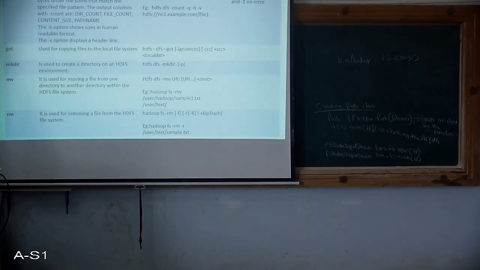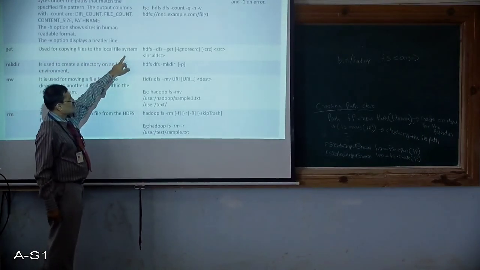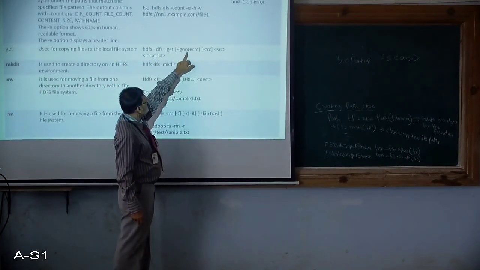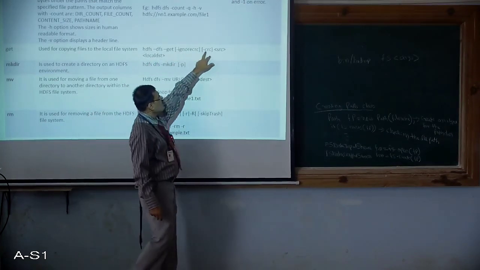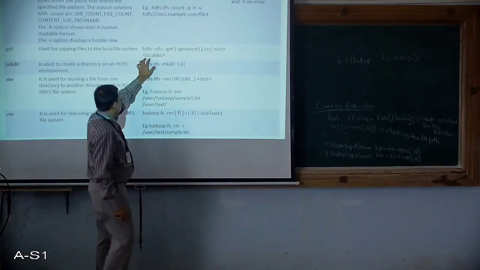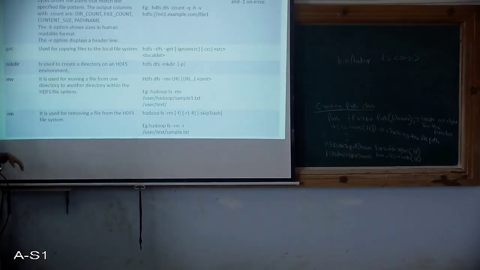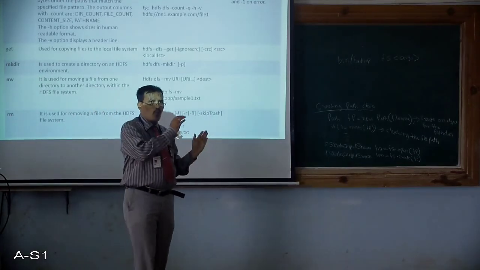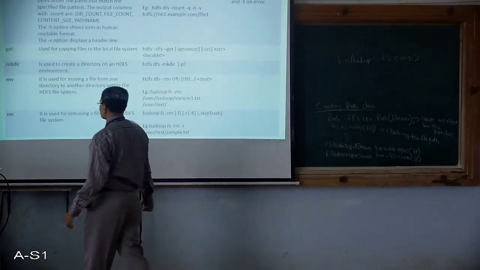So next command, as I have told, the get command here, which is used for copying files to the local file system. hdfs dfs -get source destination. The source is an HDFS source and the destination is a local hard disk. So using all these three commands, we can copy files from one location to another, or from one file type to another.